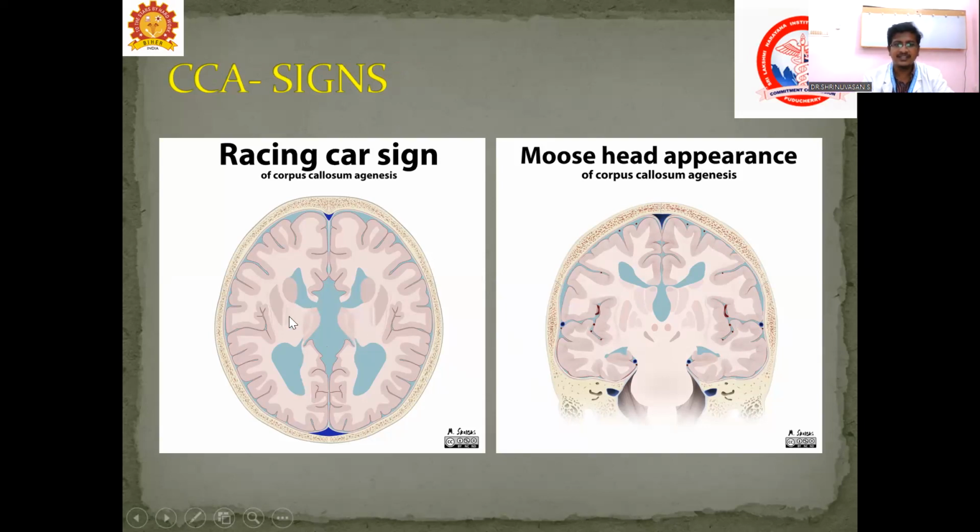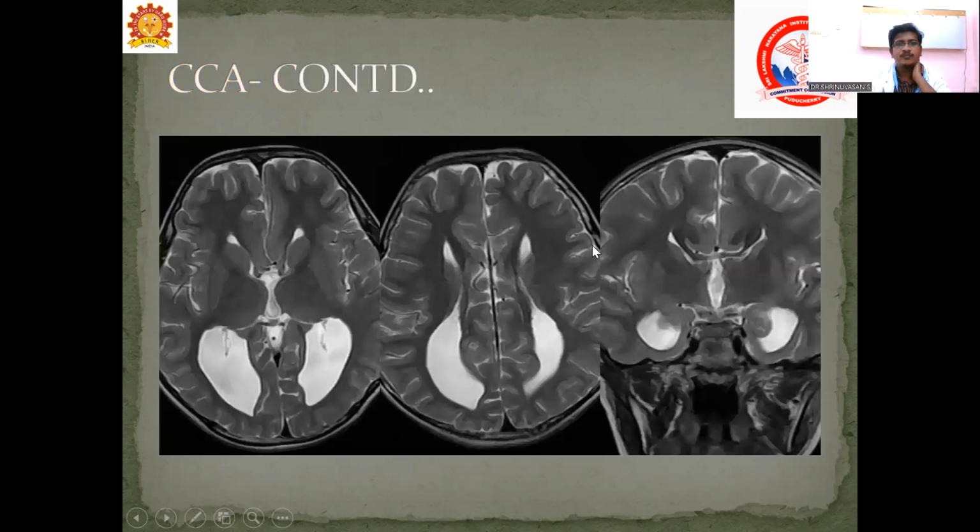So the raised car sign is due to the ventricle appearance because of agenesis of corpus callosum, and you can see here the ventricular orientation like a moose head. This is a moose face and moose head, which is seen in complete corpus callosal agenesis. So you can see the parallelly oriented ventricles with the bulbous dilatation of the occipital horns. This bulbous dilatation of the occipital horns, we call it colpocephaly, otherwise called teardrop ventricles.